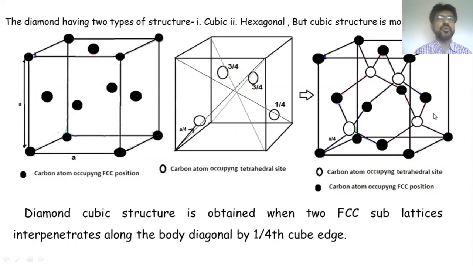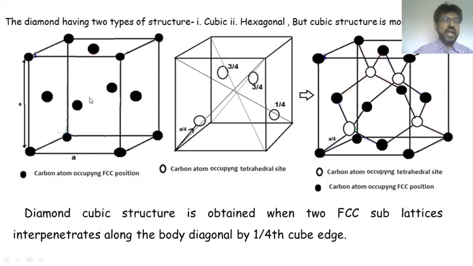the basic FCC type of structure, and in the FCC structure we know that 8 atoms are located at the 8 corners of the unit cell and 6 atoms are located at the center of the 6 faces of the unit cell. So here we are going to see how the diamond structure is formed. The formation of the diamond structure is simply the interpenetration of two unit cells.